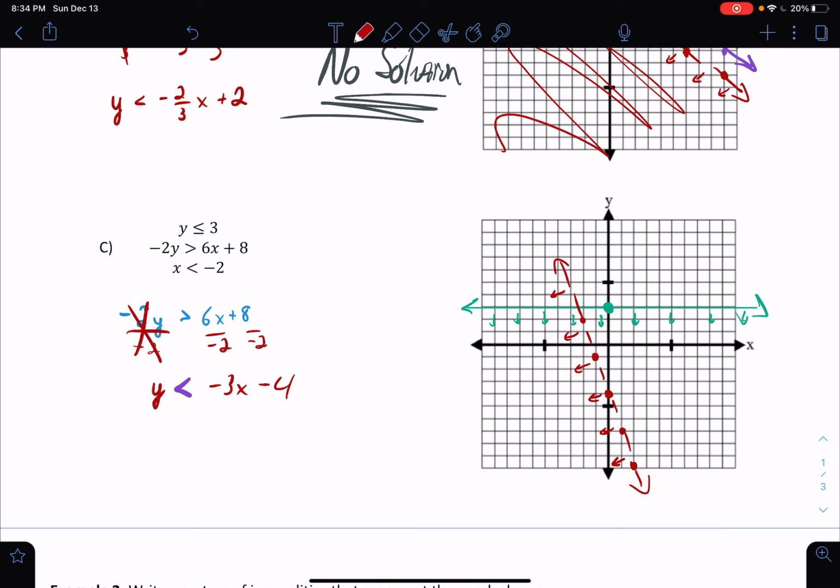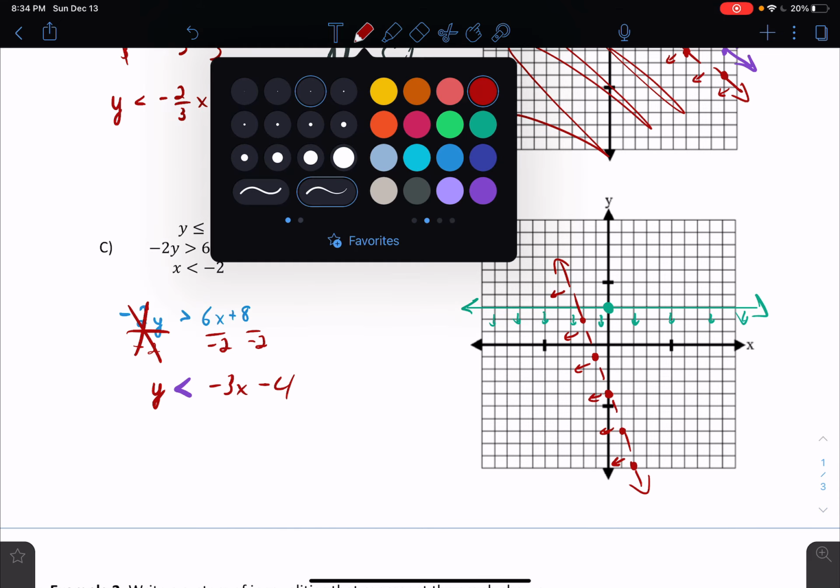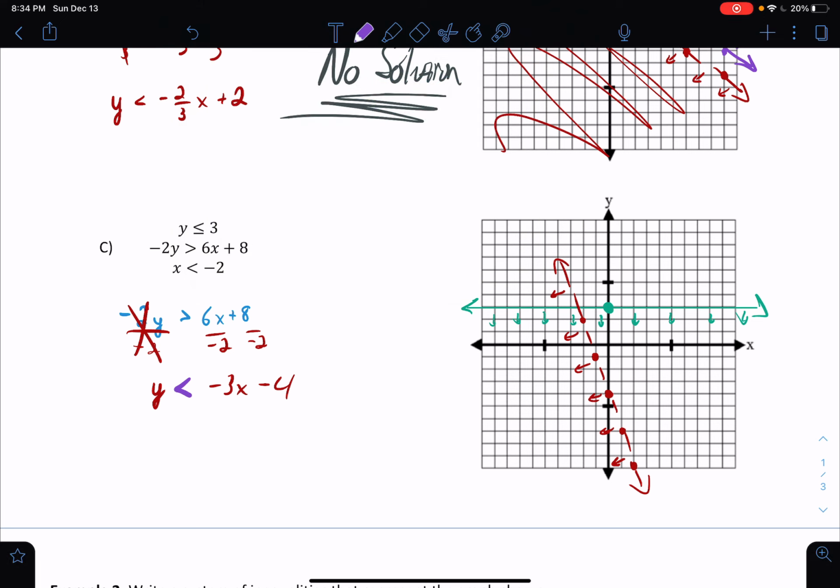And then our last one is x is less than negative 2. So that's going to be the vertical line through negative 2. And it's going to be dashed because I do not have equality. And it's x is less than, so I'm going to shade to the left because x is going to be needing to get smaller here.